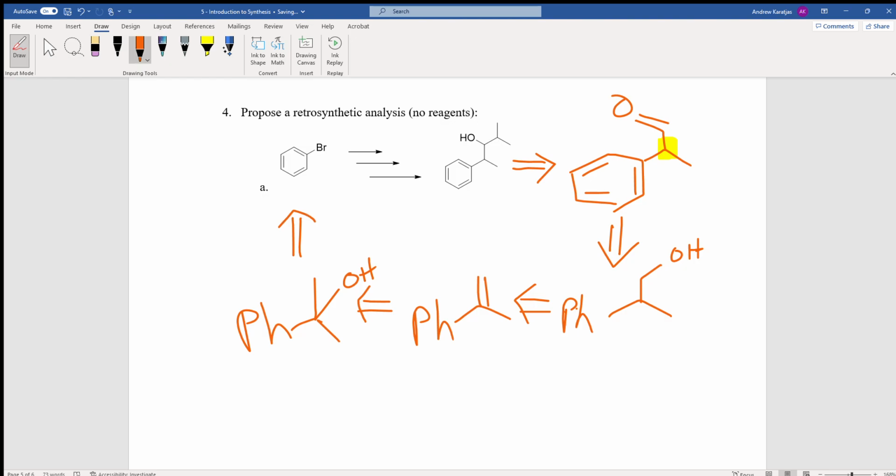So can we now do this in a forward direction? So first step, we want to convert the aromatic ring into a Grignard. We know we do that by adding magnesium.